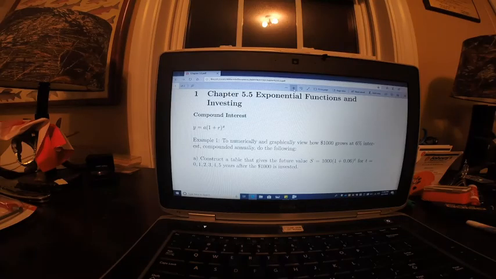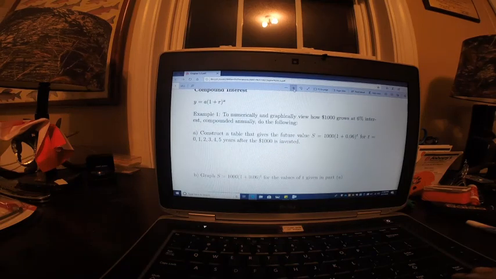So the next thing we need to look at here is chapter 5.5, exponential functions and investing. We kind of already looked at this compound interest function, y equals A times (1 plus r) raised to the x. Now, example 1 says to numerically and graphically view how $1,000 grows at 6% interest compounded annually, do the following. A says construct a table that gives the future value S equals 1,000 times (1 plus 0.06) to the t for t equals 0, 1, 2, 3, 4, and 5 years after the $1,000 is invested.